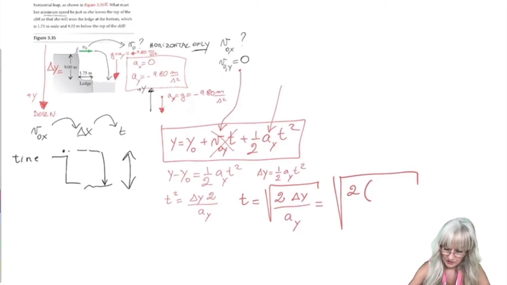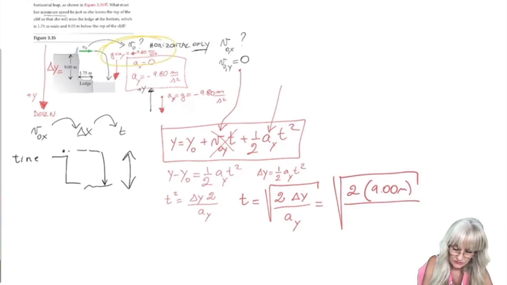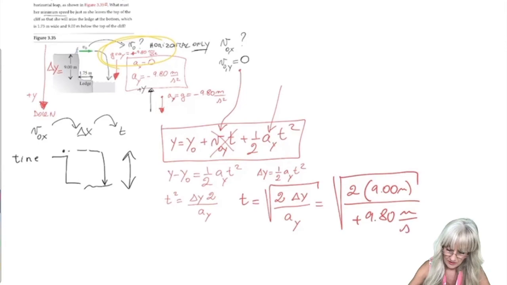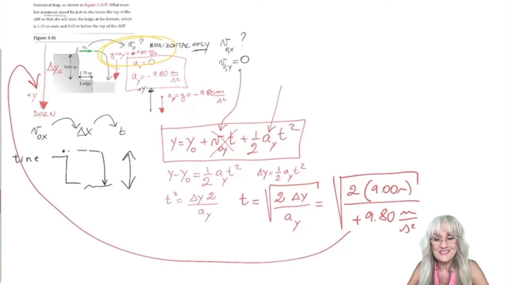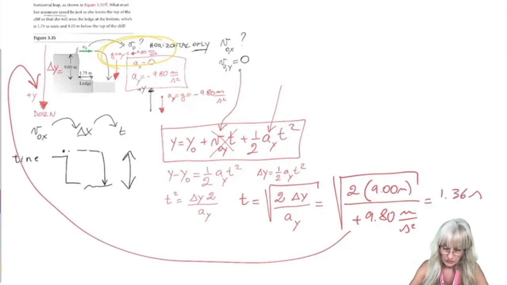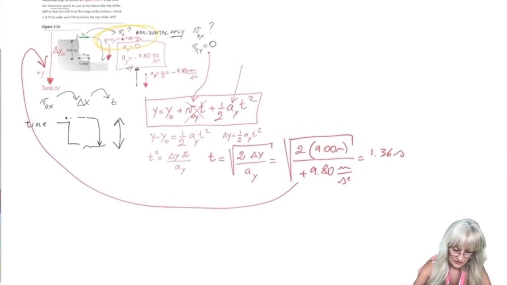Delta y was 9 meters. And my acceleration, because of the convention I chose, is positive, so it's a positive 9.80. Why? Because again I flipped the Cartesian axis. So the final time in which she reached the water is 1.36 seconds. Well, this is not the final answer, because remember, I want to find the initial velocity, how fast it is, which is linked to delta x.